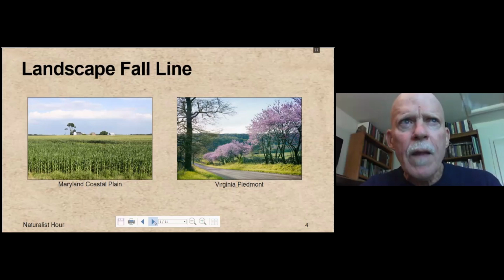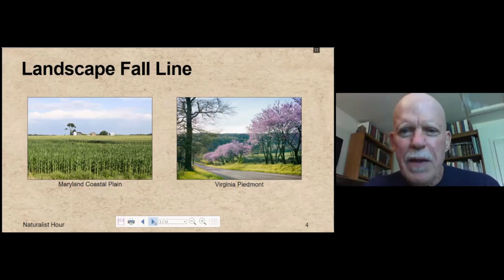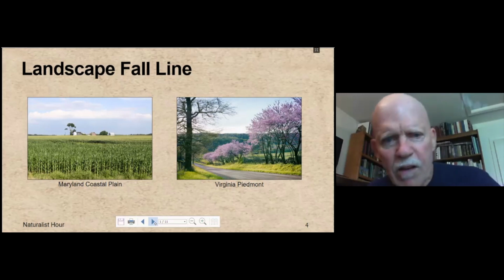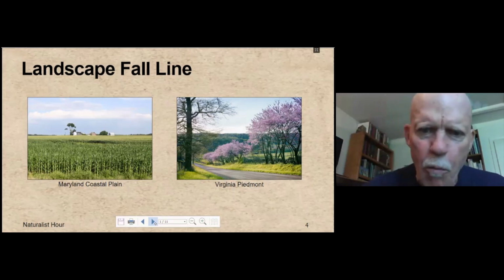Because of some uplift that's occurred in the not too long ago geologic past, there's quite a bit of excavation by streams that's occurred in that landscape. So in general, the Piedmont is much more rolling and hilly than the relatively flat coastal plain. So from a landscape point of view, once you're well into the coastal plain, well into the Piedmont, there's no problem telling which side you're on.